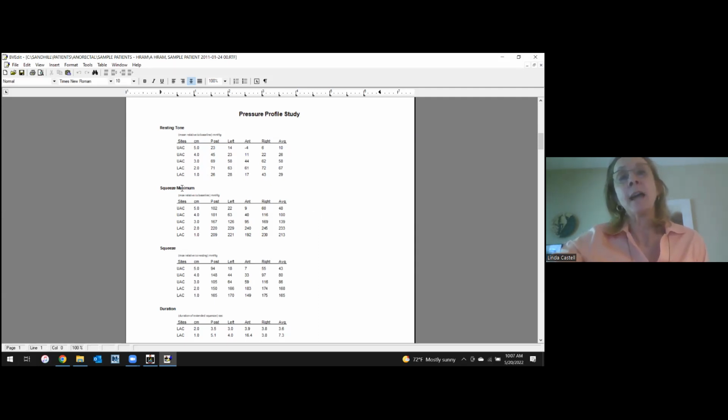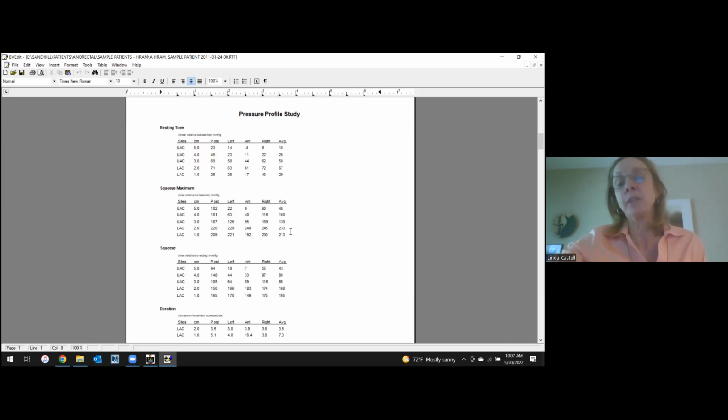So then our next measurement was our squeeze. Lower anal canal, that's most likely where you're going to find the highest squeeze pressures, because there's more external anal sphincter muscle there. So here again at 2 centimeters, that's where the highest pressure is, 233. That's really strong. Normal is greater than 100. So this patient has a really strong squeeze.